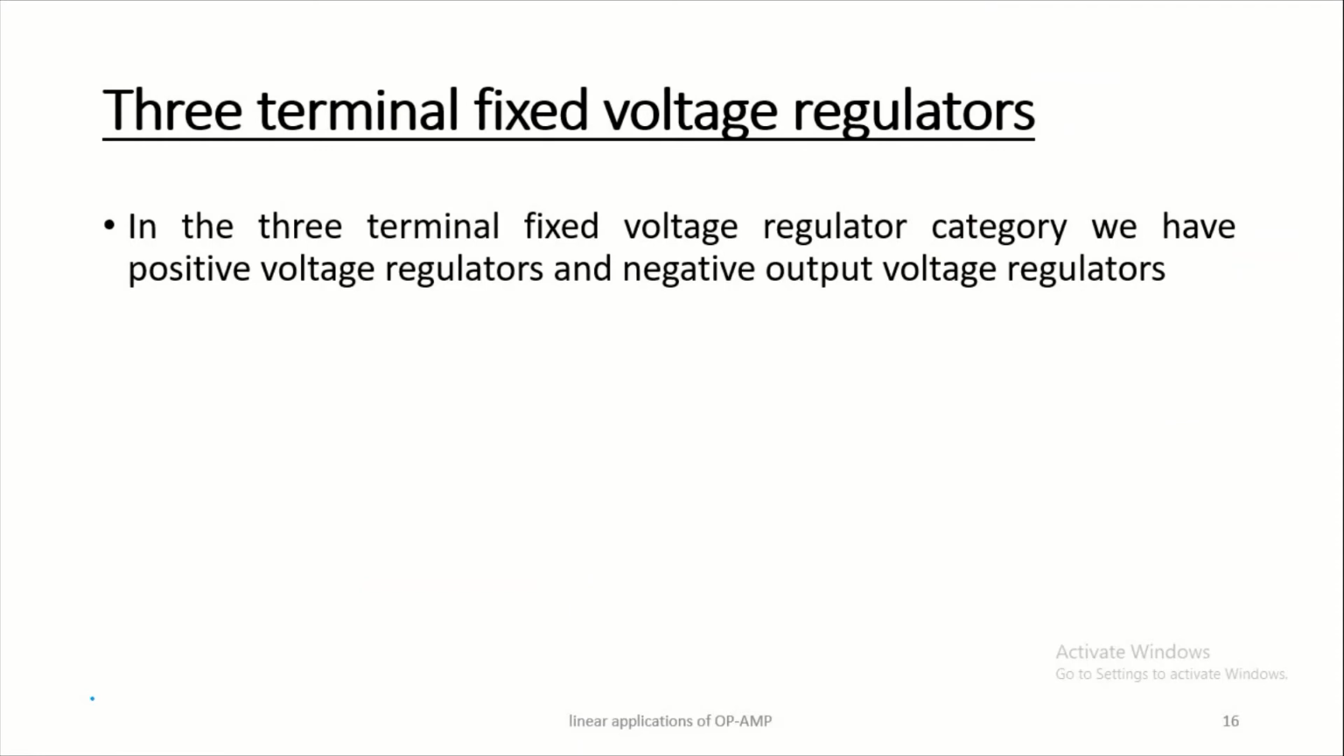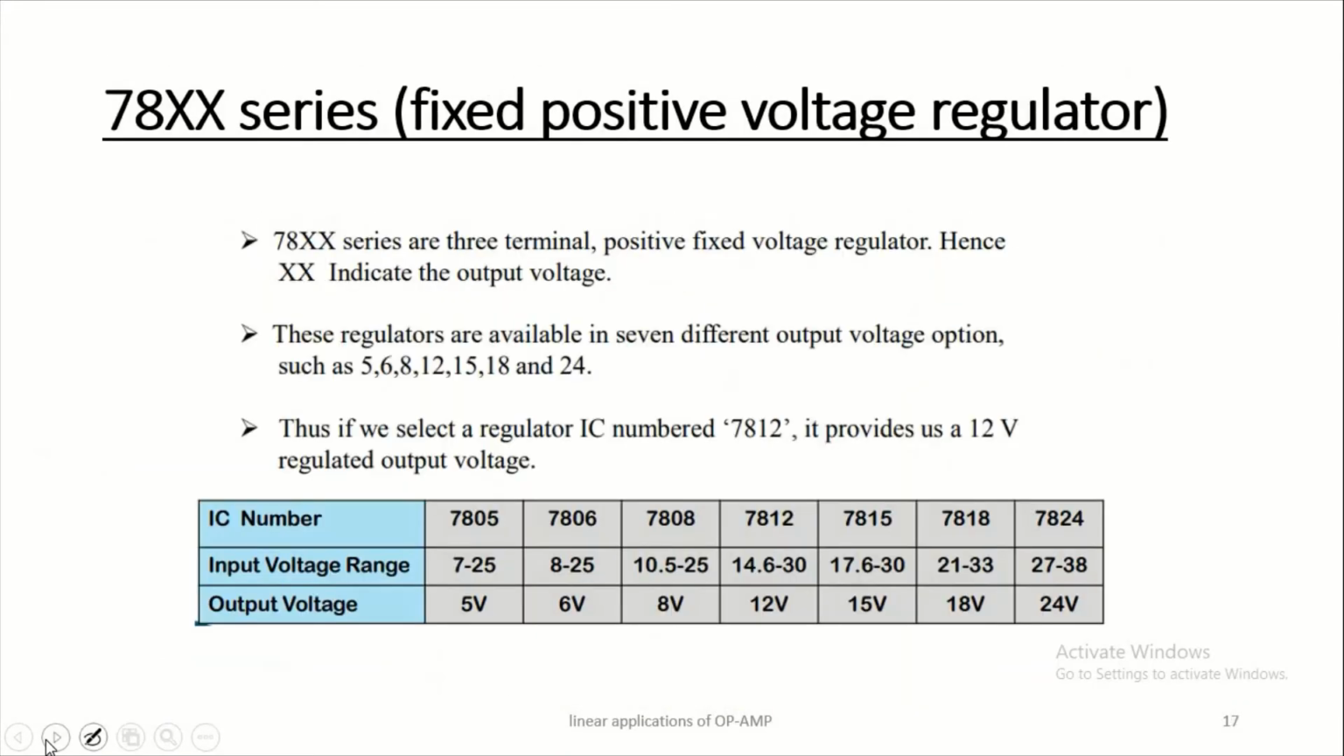Three-terminal fixed voltage regulators. In the three-terminal fixed voltage regulator category, we have positive voltage regulators and negative output voltage regulators. The microampere 78 series is a series of fixed positive voltage regulators, and the microampere 79 series is a series of fixed negative voltage regulators.